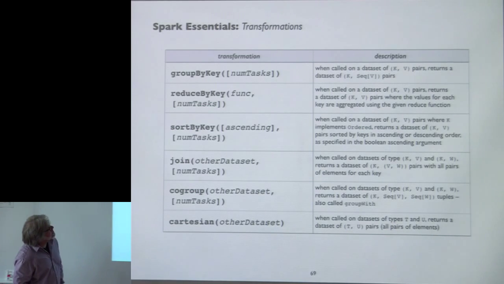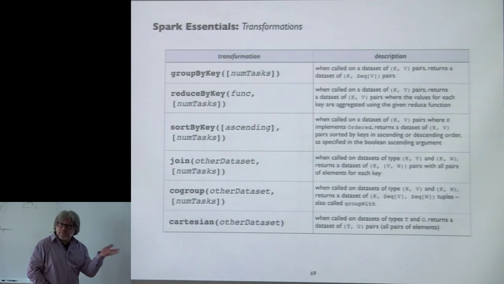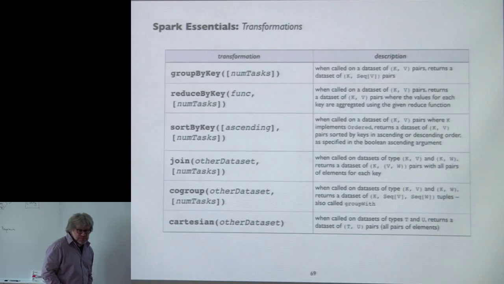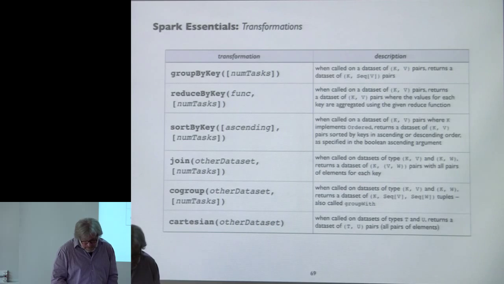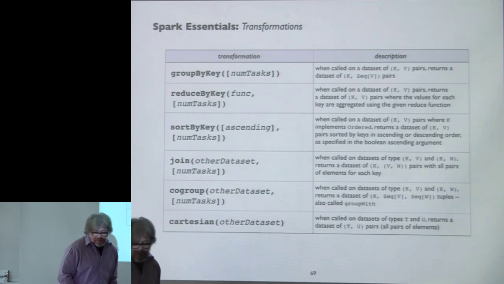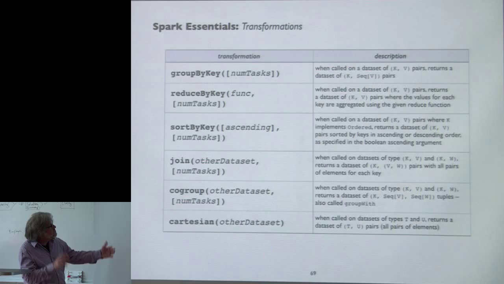Reduce by key will require some properties of the function that's being called. I'd mentioned that in word count, it's a monoid. So it's an associative binary operation. Sort by key, join. Actually, join is a subset of cogroup. These are the large kinds of things that you do at scale a lot. And again, they require things to be shaped as key values.